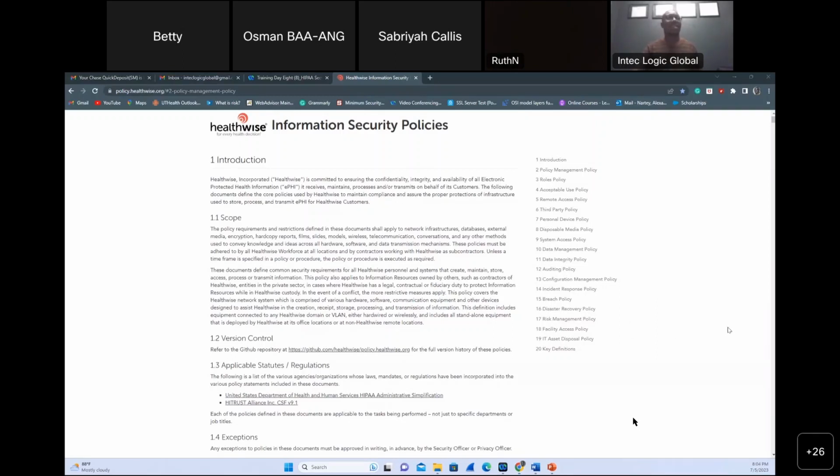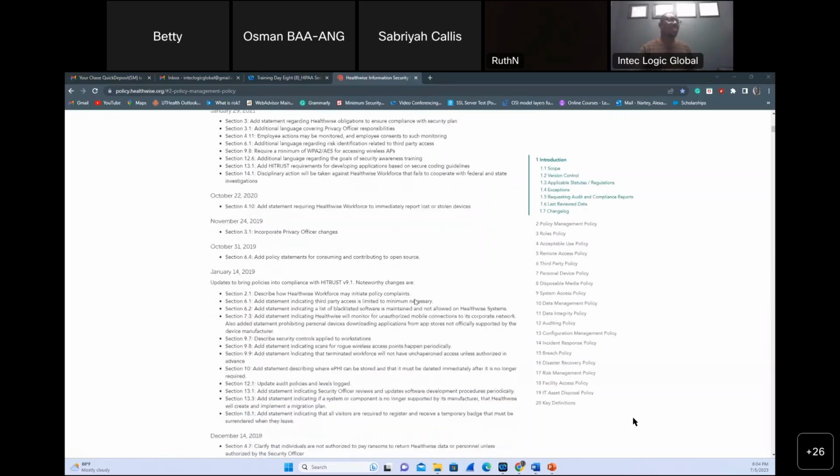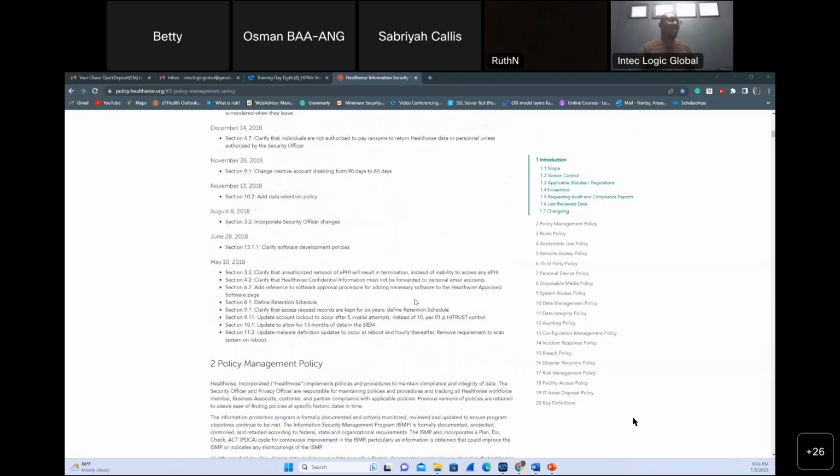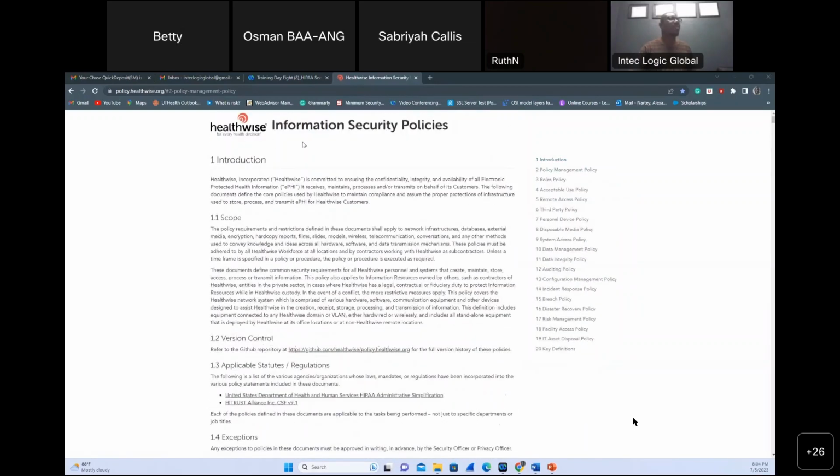So you can see that it covers policy management policy, role policy, acceptable use, remote access, third-party policy. So it covers a lot. And I'll be giving you other documents that you can get policies from. But this is also a good example of policies for a company. HIPAA policies. It's a HIPAA company. They call them HealthWise. Good. Let's continue.